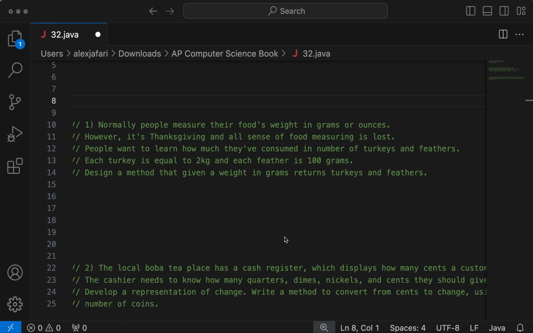So the first homework is that people normally measure their food's weight in grams or ounces. However, it's Thanksgiving and all sense of food measuring is lost. So people want to learn how much they've consumed in number of turkeys and feathers. Instead of saying, oh, I had a kilogram of something, they want to say I had half a turkey or I had a turkey and a few feathers. The conversion is that each turkey is equal to 2 kilograms and each feather is equal to 100 grams. So we want to design a method that, given a weight in grams, returns turkeys and feathers.